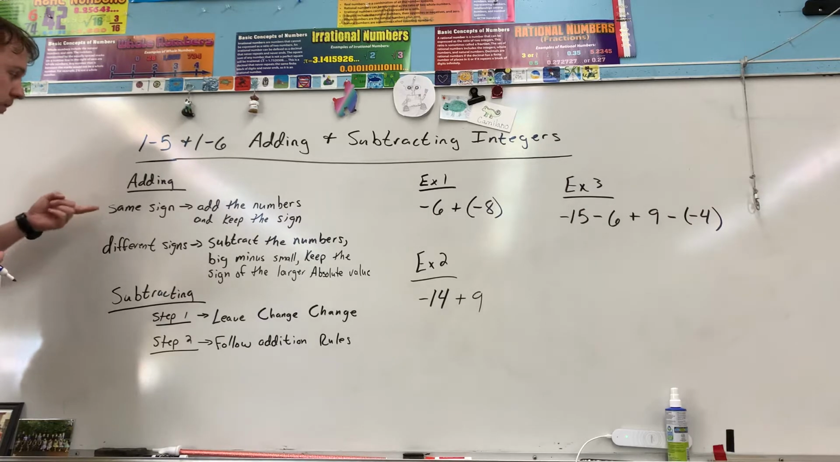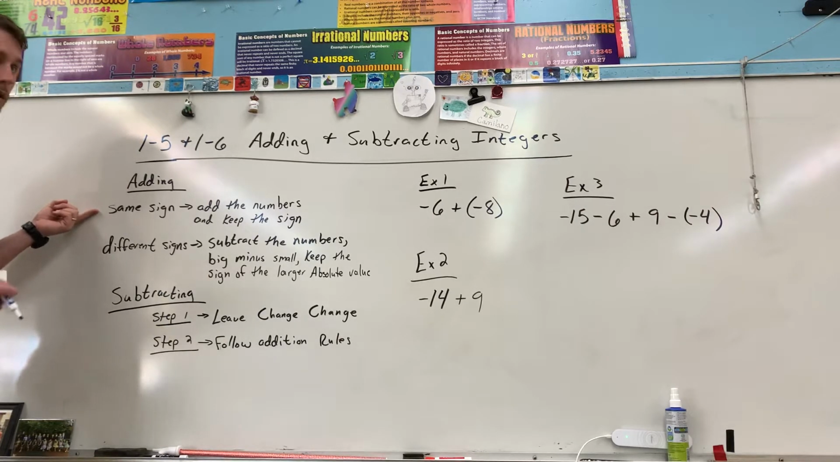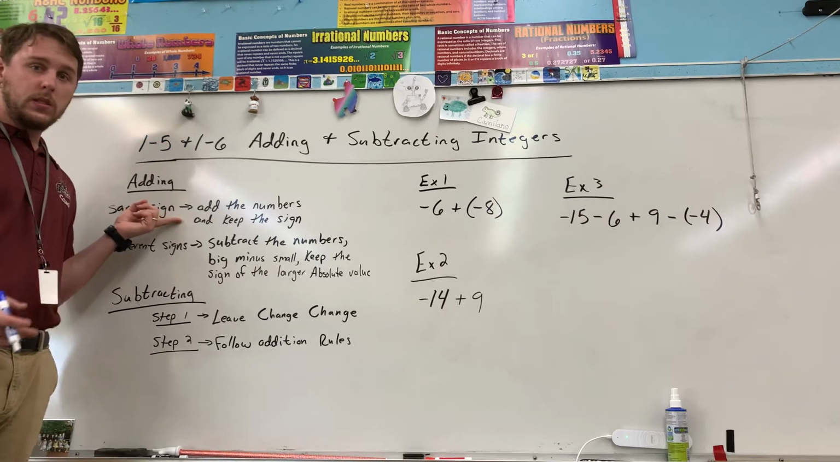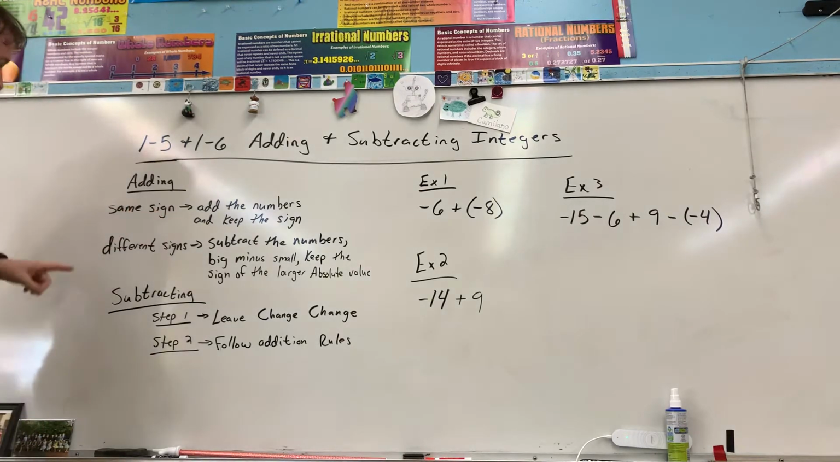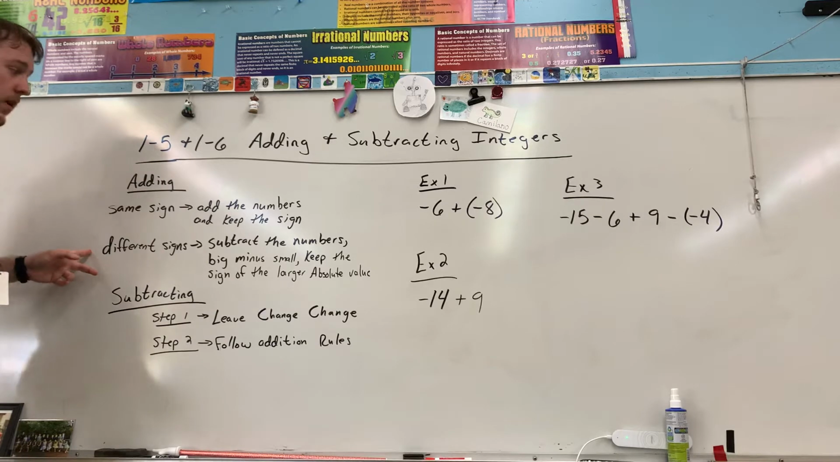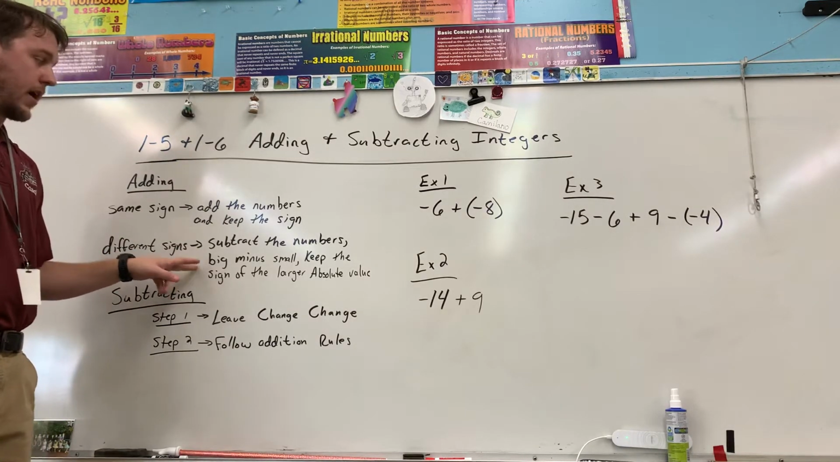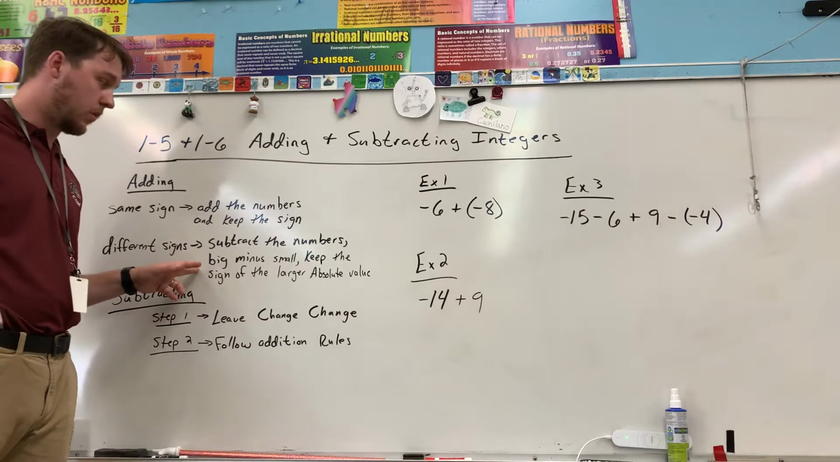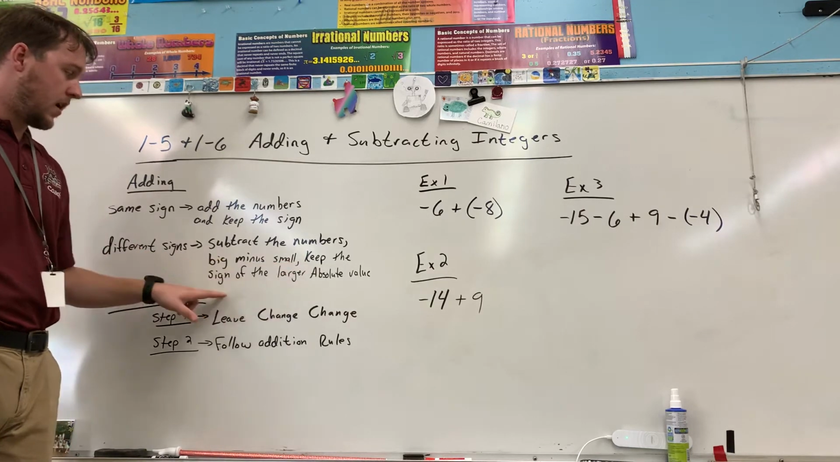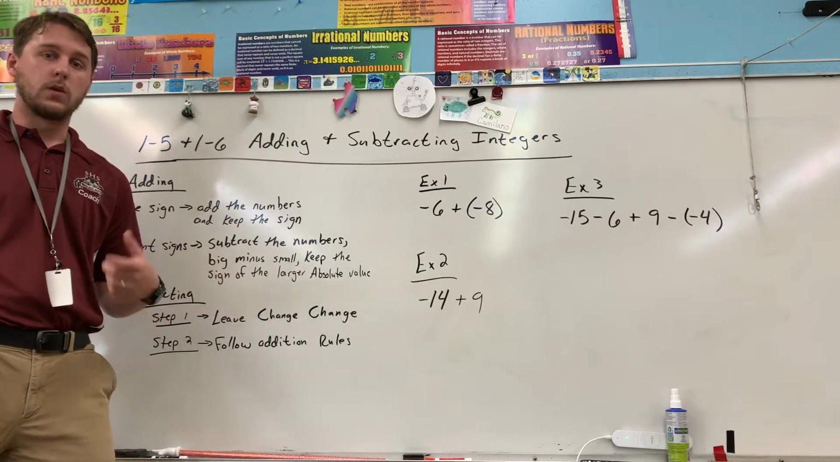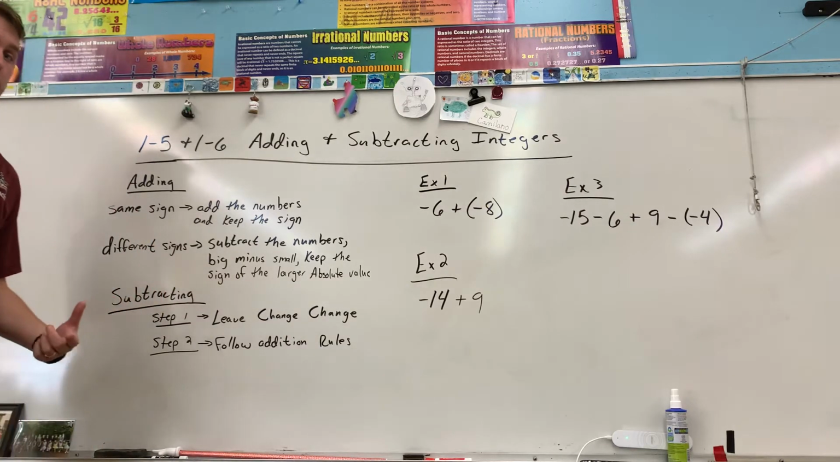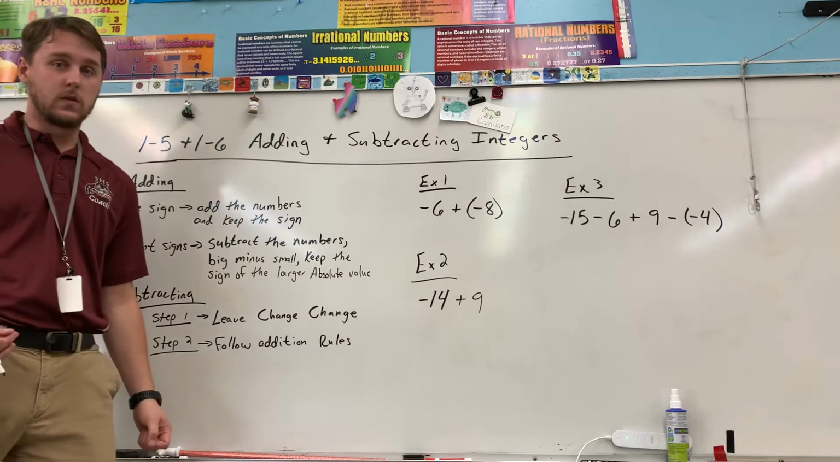Our adding rules: if we're adding two things with the same signs, whether it's two positives or two negatives, all we're going to do is add the numbers and keep the sign. If we're adding something with different signs, we want to ignore the signs completely. We want to subtract the numbers, your big one minus your small one, and then we keep the sign of the larger absolute value. So we look at the two numbers, and whichever one has the larger absolute value, that's the sign your answer is going to be.